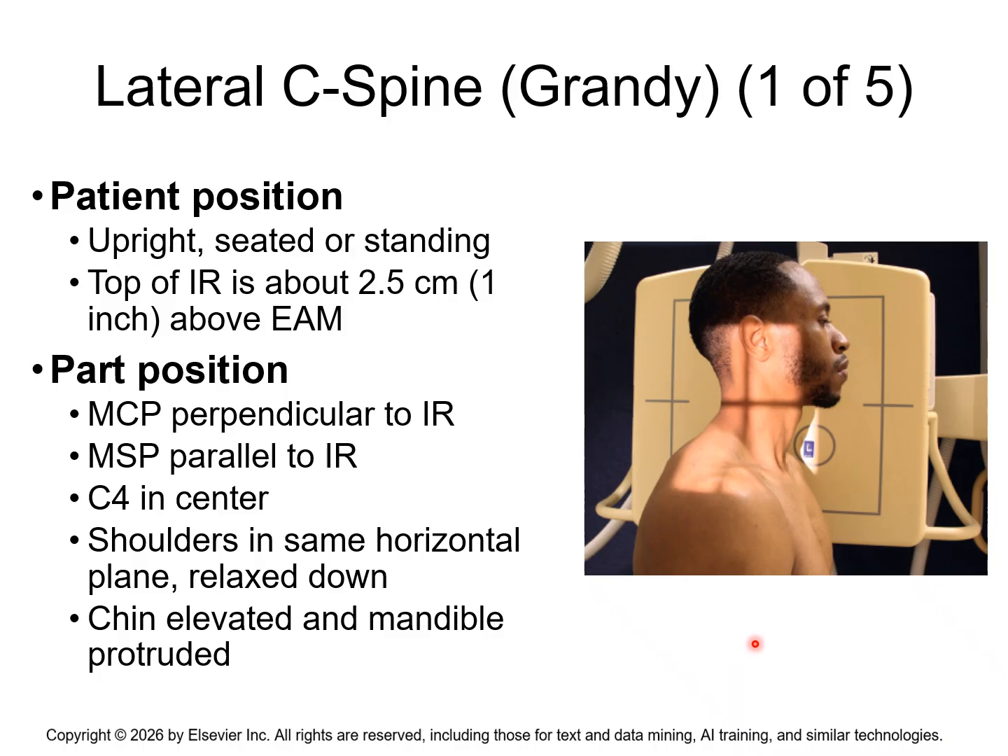So, perfectly lateral. We know how to get someone lateral based on chest and everything else that we've done lateral. We want the mid-coronal plane perpendicular to the IR and the mid-sagittal plane parallel to the IR. You're going to stand in front of this patient and look at their head and make sure that their head, neck, and shoulders are straight, okay? And they need to relax their shoulders. And it says chin elevated and mandible protruded.